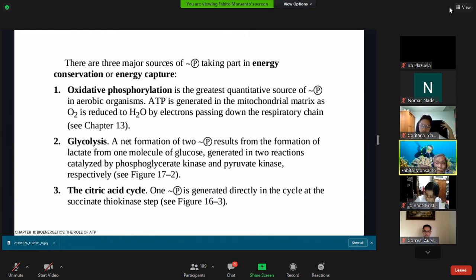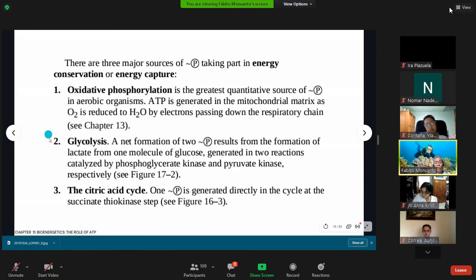So in our schedule, we will be talking about respiration, the block on respiration, physiology and biochemistry. Respiration. So this is the respiratory chain or electron transport chain. Okay.